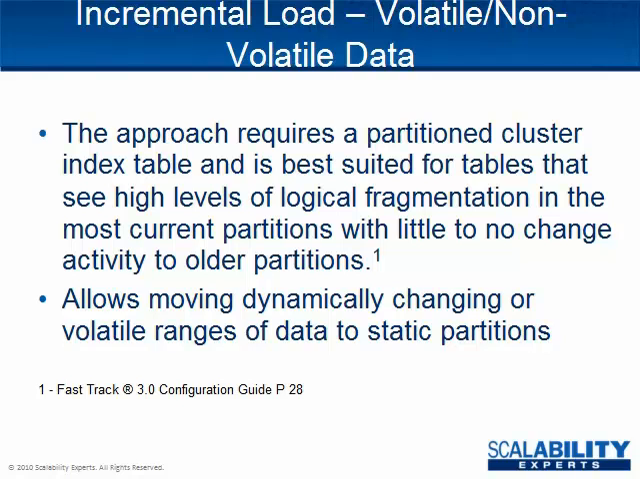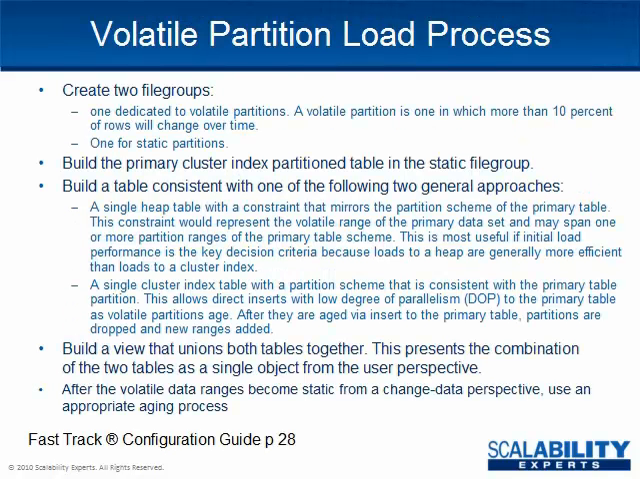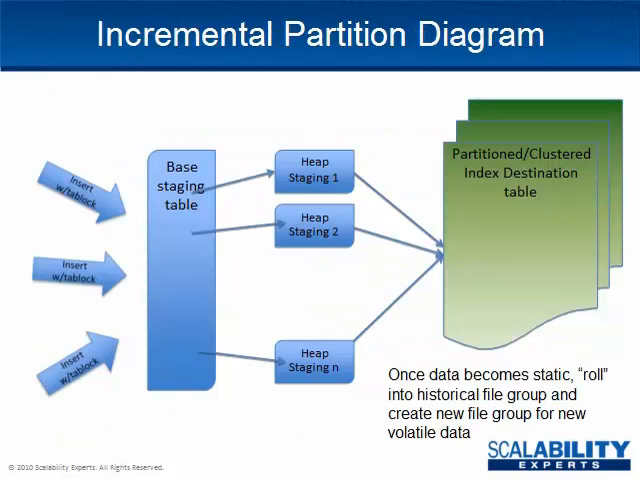So rather than go through all the details of this, I will post not only this deck, but the Fast Track 3.0 reference guide on the portal, so you can read through this section. It's like 4 paragraphs long. See, this is part of it. We were going to create 2 file groups, build a clustered index on the partition table, and then we're going to build a view that unions the destination tables together.